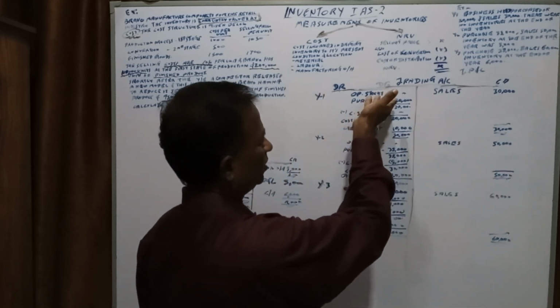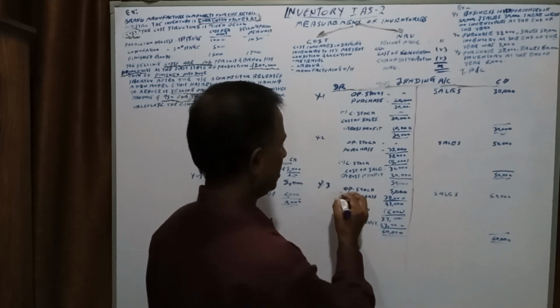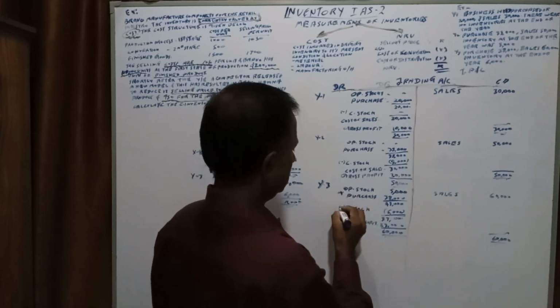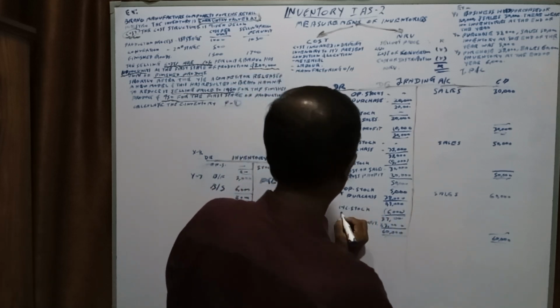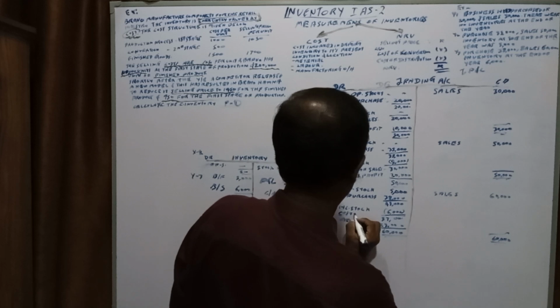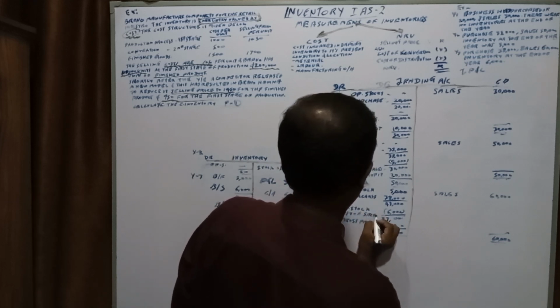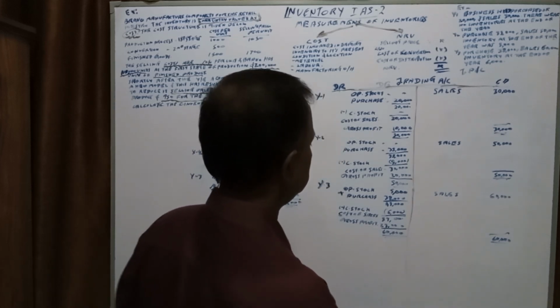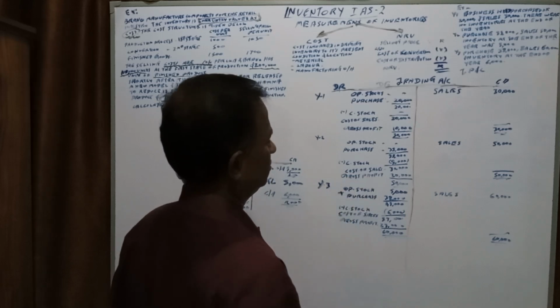Right? So this is what we have to say. Purchases debited, opening stock 5,000. Add purchases, right? Add purchases less closing stock. Then you will arrive at the cost of sales. Cost of sales, right? Sales 37,000. Then you will arrive at the gross profit.